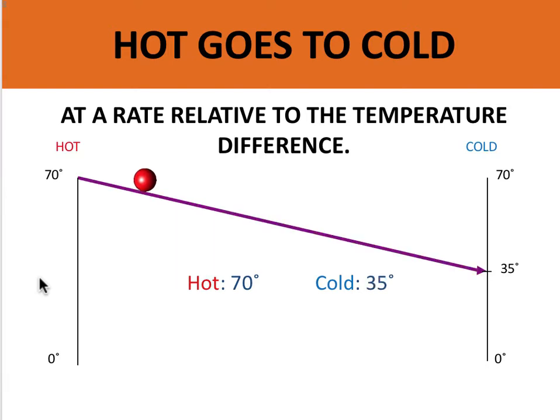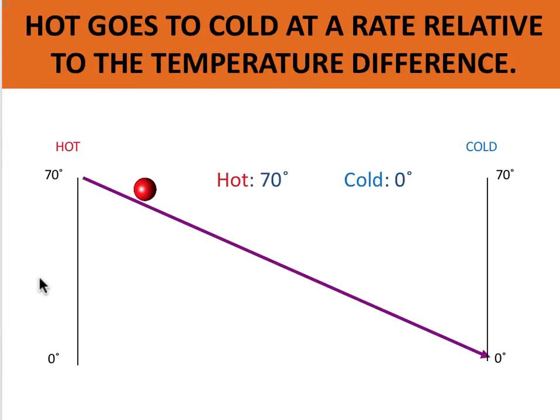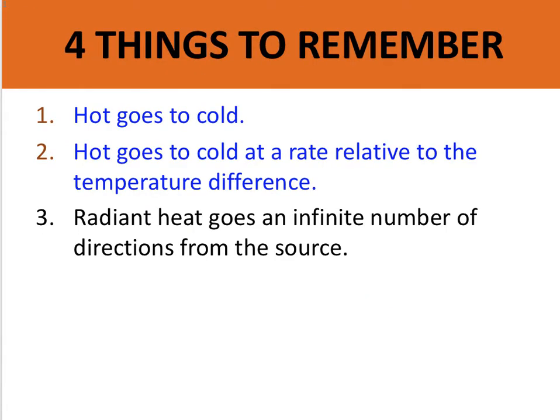Now, the outside temperature drops. Our hot environment is 70 degrees, cold is 35. Our little ping pong ball, or heat, is going to move from the hot to the cold environment. The outside temperature drops even further. We now have a temperature difference of 70 to 0. That's a delta T of 70. Heat is going to transfer much faster from the hot to the cold environment. Hot goes to cold at a rate relative to the temperature difference.